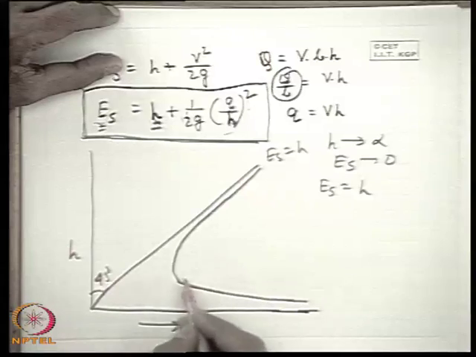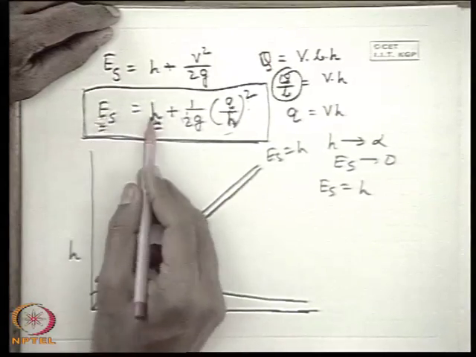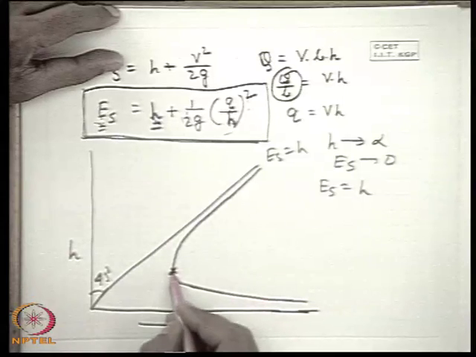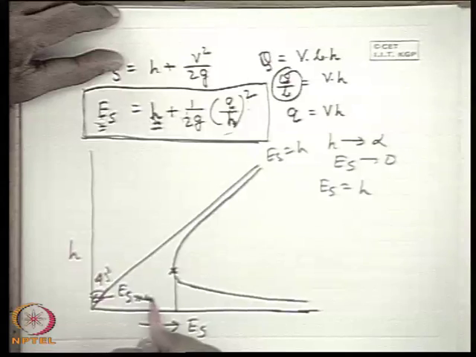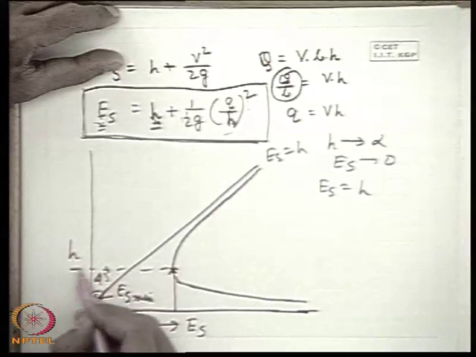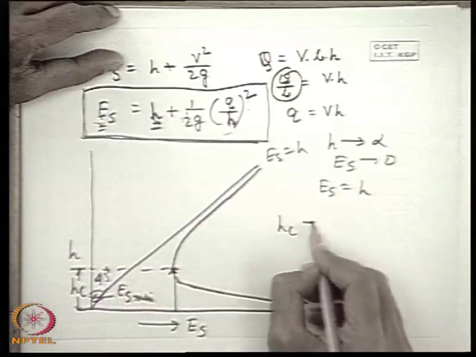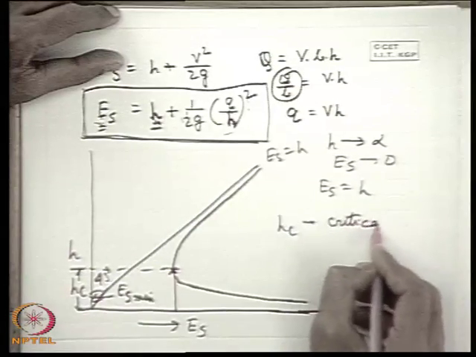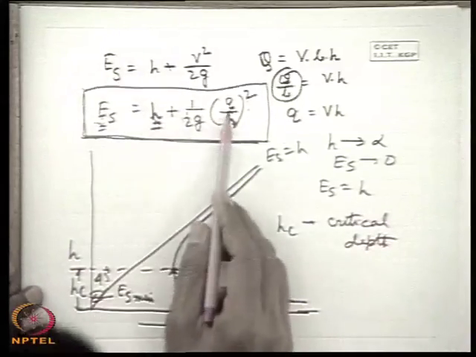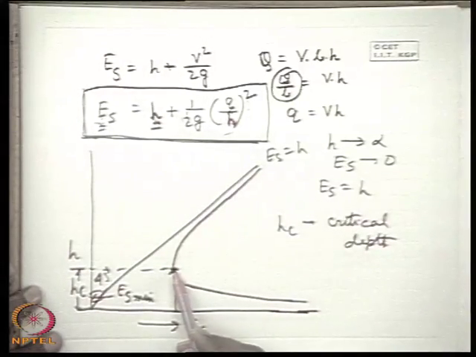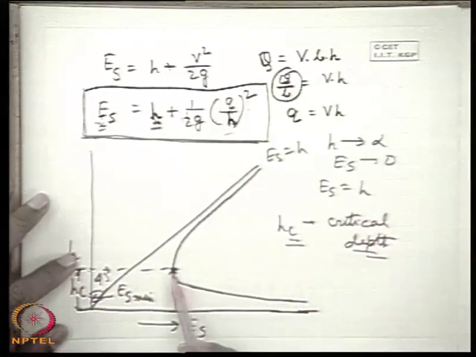So therefore we see the curve has a distinct minimum. That means there is a minimum value of ES for a given value of q. This is ES minimum. And the height corresponding to the minimum value of ES is designated as HC, and HC is known as the critical depth. So therefore we see the variation of ES with H for a constant q shows a distinct minimum, so that at a particular depth HC, known as critical depth, the ES is minimum.